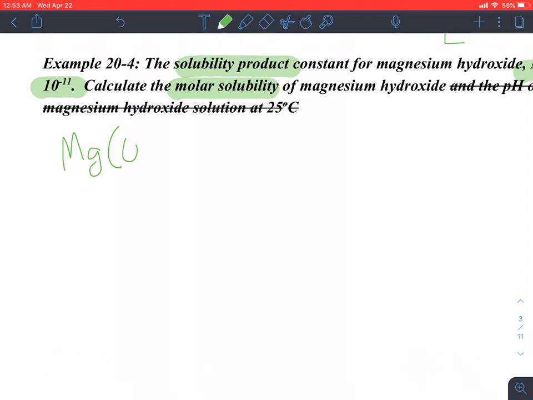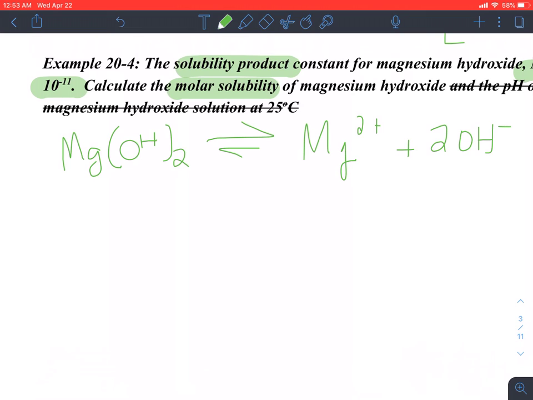So Mg(OH)2, and it auto-corrected for me. How convenient. Mg2+ plus 2 OH minuses. Okay, KSP is given, wants us to work backwards. So just like we did in the previous, we can assume we're trying to find this value. Our Mg2+ and our 2 OH- ions are going to be relative to that value. So now because there's a coefficient, whatever dissolves is going to be 2x.